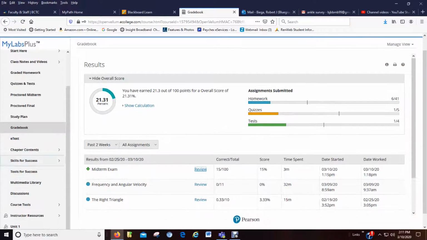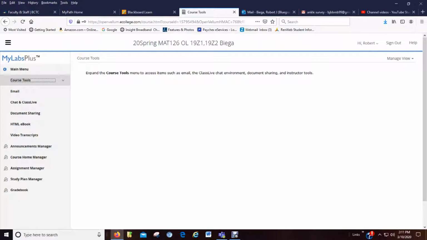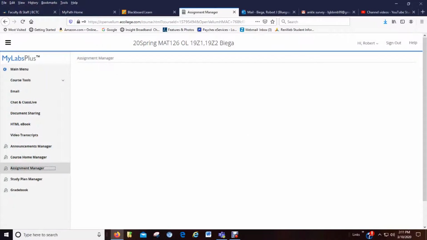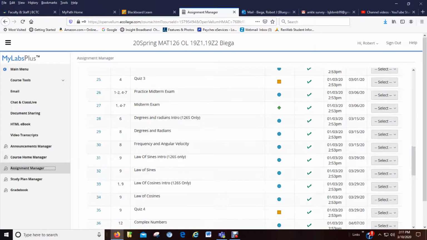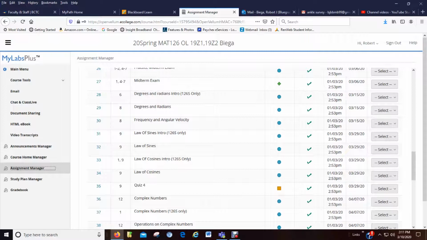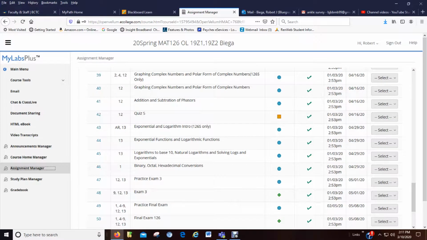Rounding. Let me look at some of the stuff that's coming up, and then I'm going to talk about rounding. So, what's coming up here? Let me go to my assignment measure. You don't have this. These are all mine. After the midterm, you've got your degrees and radians, frequency and angular velocity, law of sines, law of cosines, then a quiz. Then we go on from there with our complex numbers, phasors, logarithms.